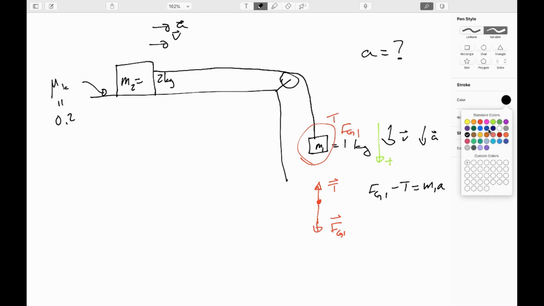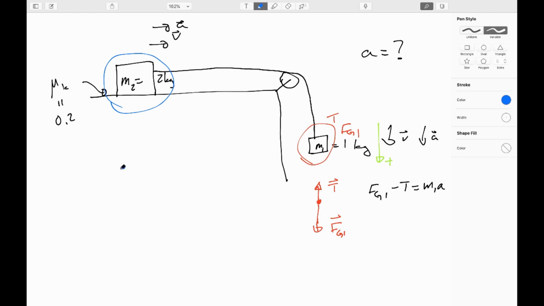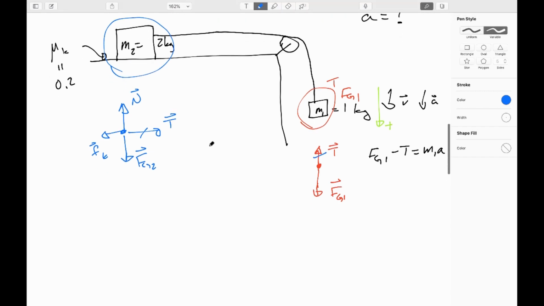All right, now let's go ahead and look over here. So I do this free body diagram. I'm going to have the normal force up. I'm going to have Fg2 down. I'm going to have tension to the right, and I'm going to have kinetic friction to the left. Now these tensions are a pair of forces that act as if they are an action-reaction pair.